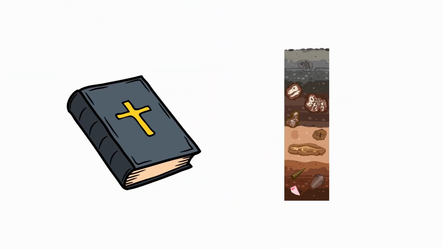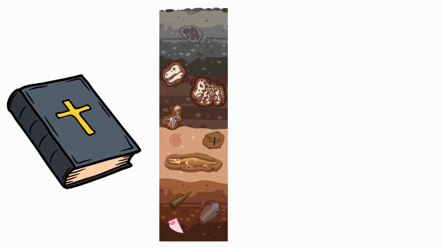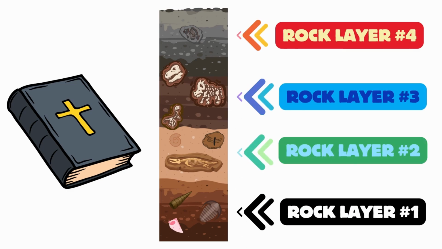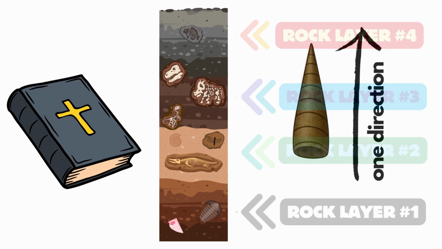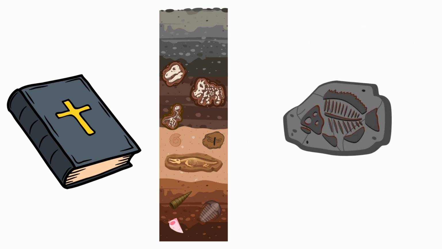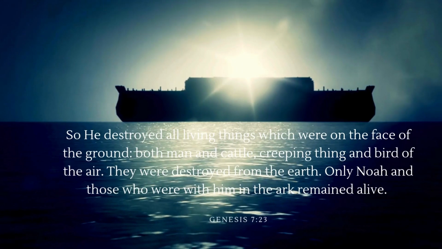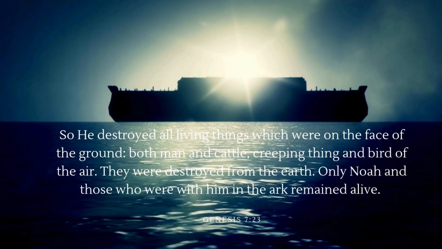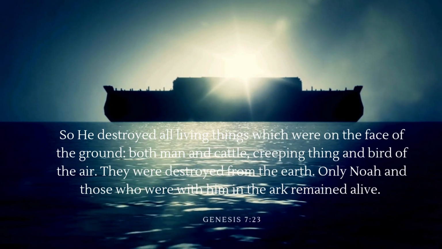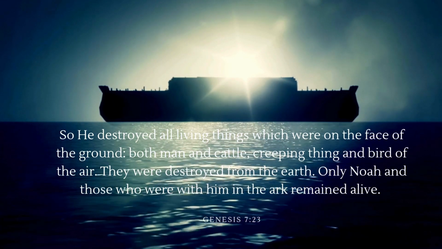Suddenly, even the smallest details of the fossil record, with different ecosystems buried in different layers, fossils oriented in one direction, and fish fossils found throughout every layer, make perfect sense. It's exactly what we would expect as the result of the global catastrophic flood described in Genesis.